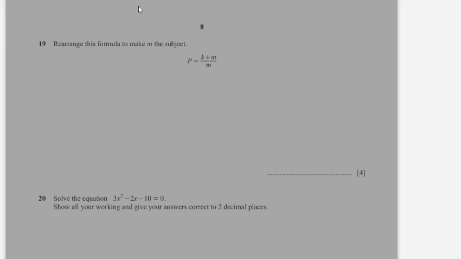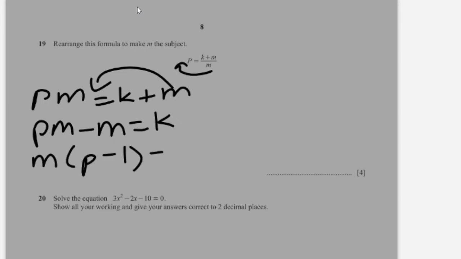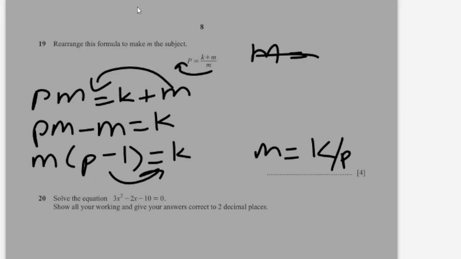Question number 19. Rearrange this formula to make m the subject. So I shift m over here, so this becomes Pm is equal to k plus m. Now I'll shift m over here, so that would be Pm minus m is equal to k. Now I factorize this and take m out of the bracket, which gives us m times p minus 1 is equal to k. Now I'll shift this bracket over here, which was multiplying on the left side, so it would be m is equal to k over p minus 1.